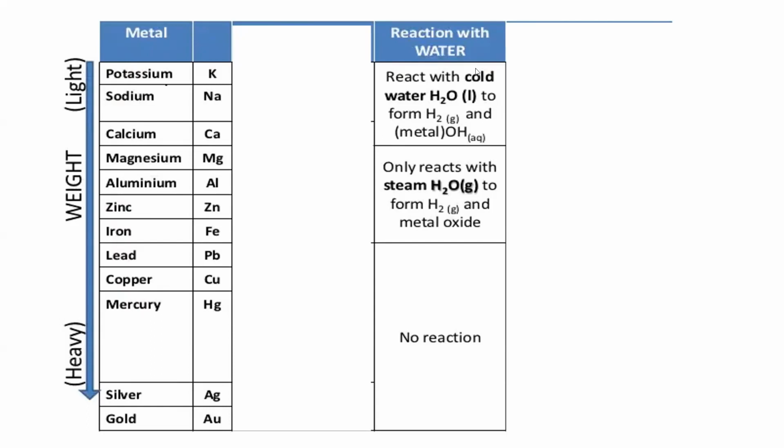When these metals are mixed with cold water, potassium, sodium and calcium, as a result what will it form? It will give metal hydroxide plus hydrogen gas. So potassium plus water, what will be the product? Potassium hydroxide. So what is the formula of potassium hydroxide? Potassium is group 1, so it should be +1, and hydroxide is -1, OH. So the formula of potassium hydroxide is KOH. Plus hydrogen gas will be there. So whenever hydrogen gas forms, we'll observe bubbles.